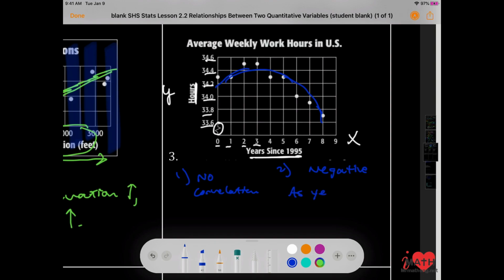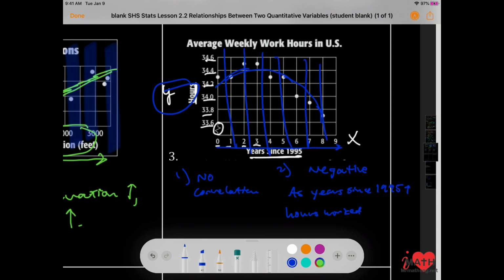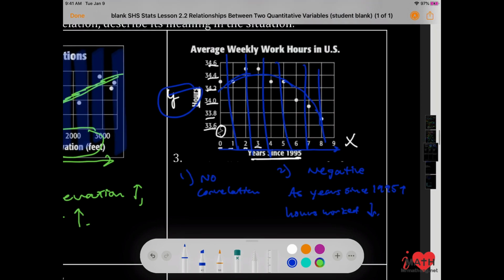as years since, so I'm just using what the x-axis says, since 1995 increases, right? The years are getting bigger. Okay, what's happening to the hours? Hours worked, that's what's happening, right? That's what the hours measures on the y-axis. What's happening to my numbers as I go towards the right? The numbers are going down. Hours worked decreased. So either of those would be acceptable.